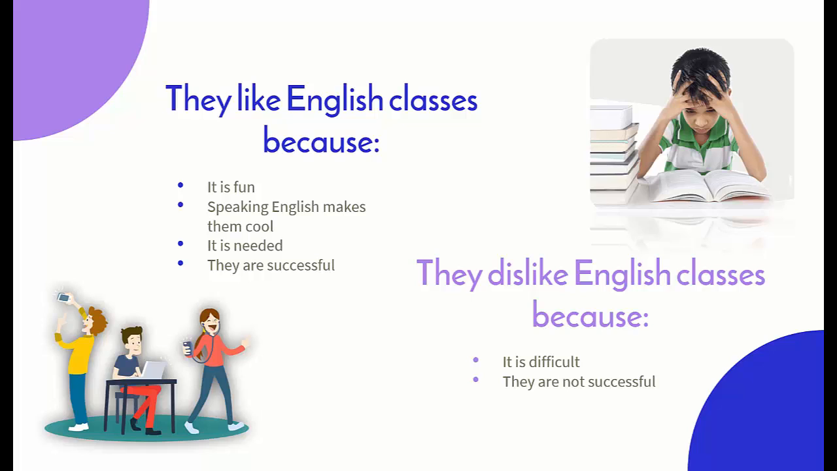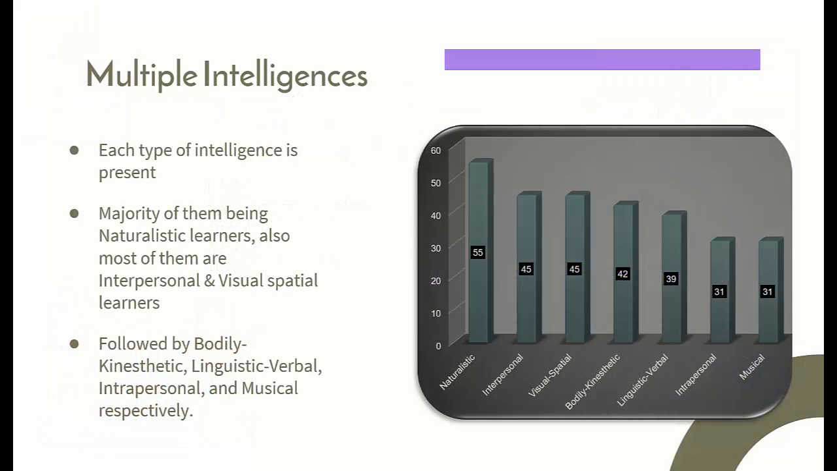Their attitudes towards English class are mostly positive. They think English classes are fun, exactly as it should be. The ones who dislike English think so mainly because they are not very successful at it, which should not be too difficult to overcome. As for how our learners perceive knowledge, each type of intelligence is present, though it varies. You can see the graph on how they range. This graph should be a hint for teachers on what materials to bring in the class.